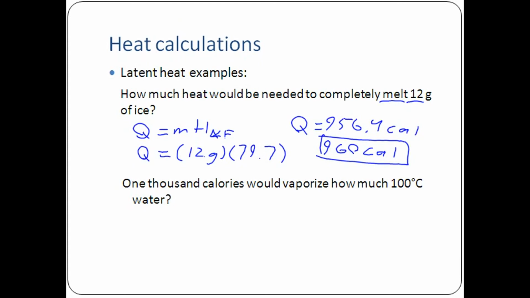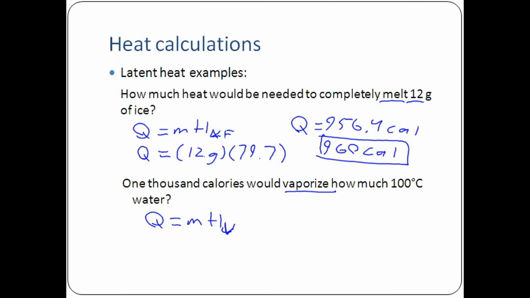1,000 calories would vaporize how much 100 degrees Celsius water? Now, key word here is vaporize. If we're vaporizing, we're changing phase. And so if we're changing phase, we're going to use Q equals MHL. In this case, we're vaporizing, so this HL is going to be HV right here. Let's take a look at what we know.